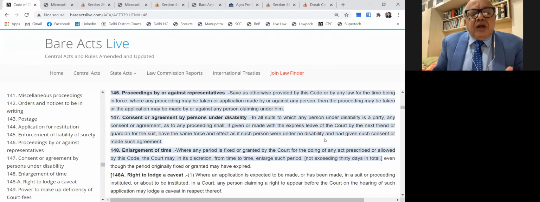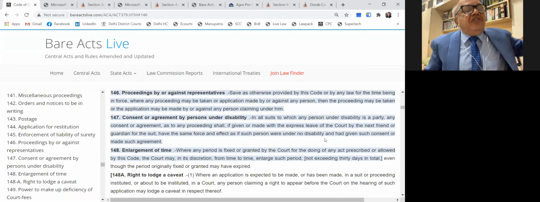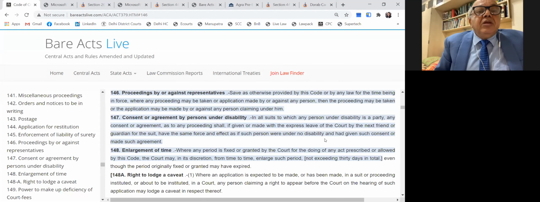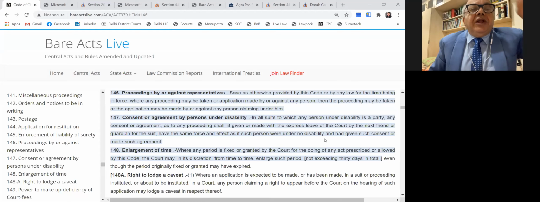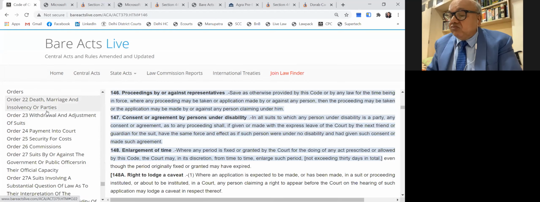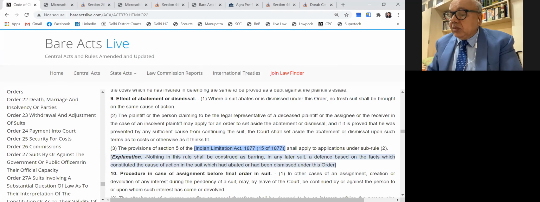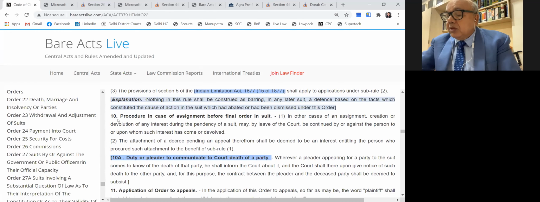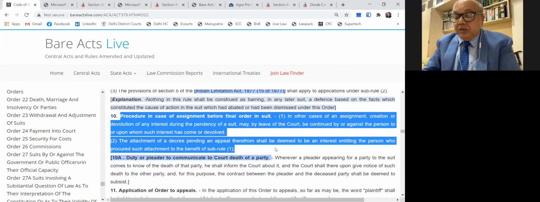For example, the plaintiff has filed a suit against the defendant. During the pendency of the suit, the plaintiff has sold the property to Mr. X by virtue of assignment. Now, an assignee has a right to be brought on record and continue the suit under Order 22, Rule 10. Please open Order 22, Rule 10. He has to obtain the leave of the court.